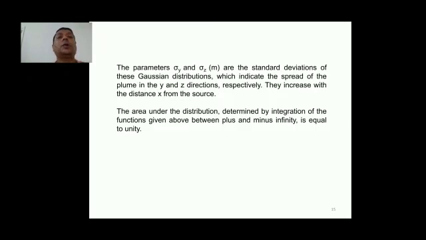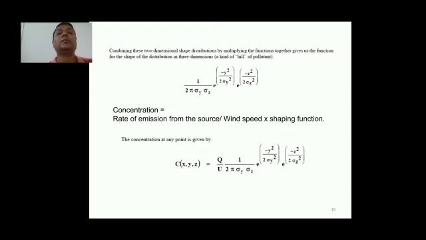The parameters sigma y and sigma z are the standard deviations of these Gaussian distributions, which indicate the spread of the plume in the y and z direction respectively. They increase with the distance x from the source. The area under the distribution, determined by integration of the function given above between plus and minus infinity, is equal to unity.